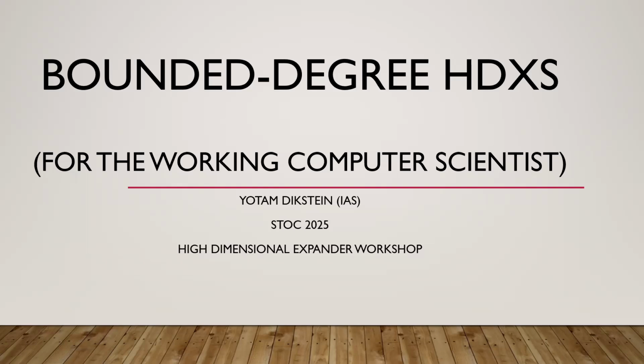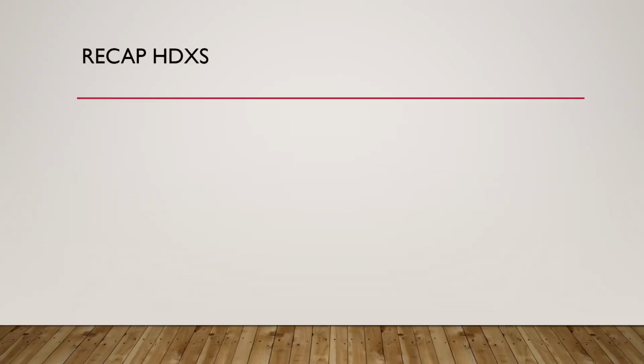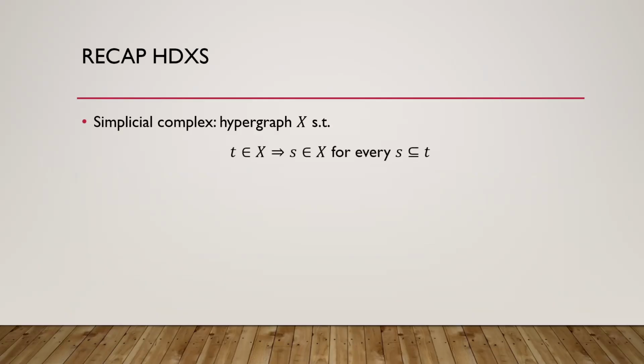So I'll start with some opening remarks, mostly repeating some stuff from yesterday, just so we'll have a quick recap. Also, I want to introduce some notation. So let's start with simplicial complexes. These are basically hypergraphs X, so that if I have a hyperedge T inside X, then all its subsets are also hyperedges. We sometimes call these subsets faces.